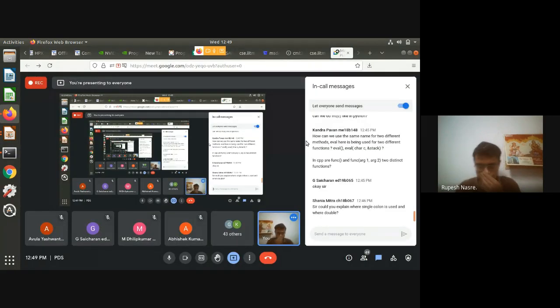Let's come back to this question. Shania is asking, could you explain where single colon is used and where double? Single colon gets used only in, not only in, but in question mark colon, that is the ternary operator, which is same as if-else statement.